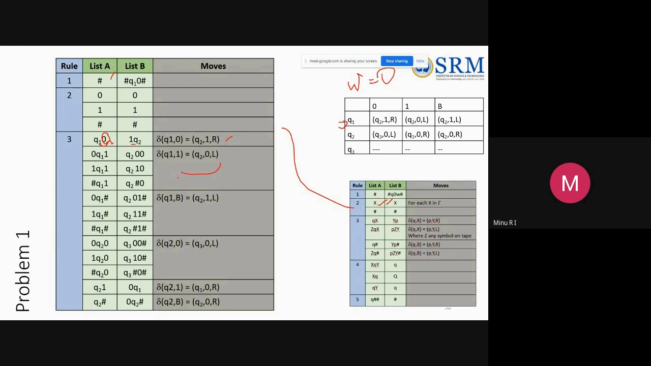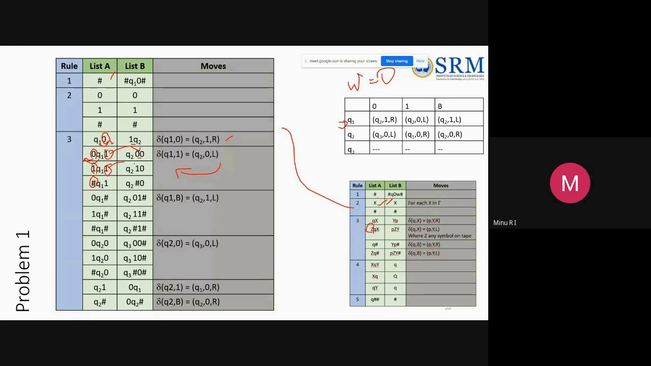Next is Q1 of 1, which is Q2 0 left. So left means it will be going over there. So Q1 1, that is fine, but on the left hand side I might have 0, 1, or I might even have a hash, because this Z could be any of the tape symbols. So if it is 0, what happens, I'll be going here, it will be changing to Q2. This 0 will be the same, but this 1 will be converted into 0 according to the transition.